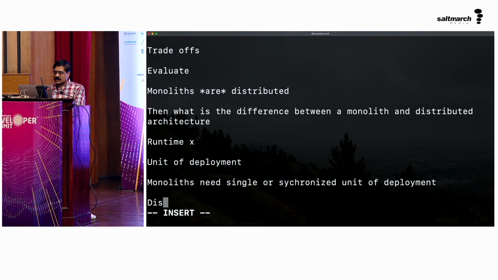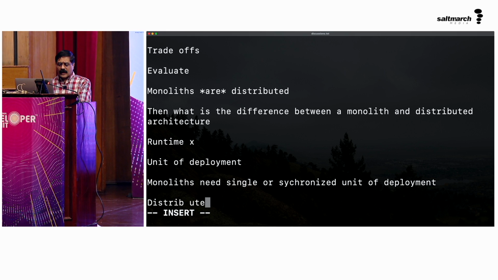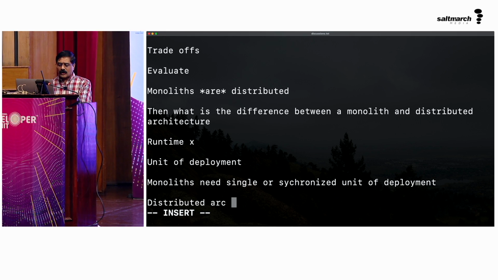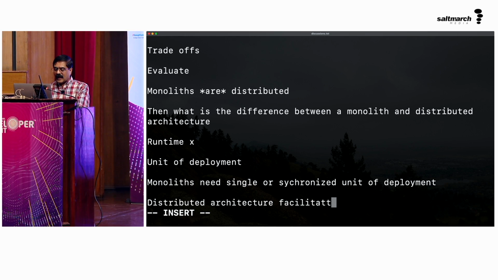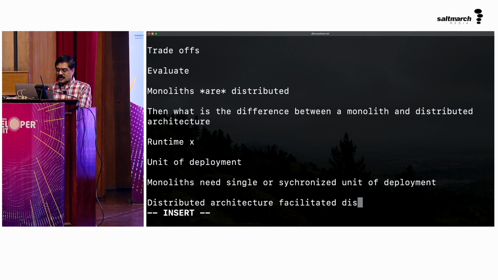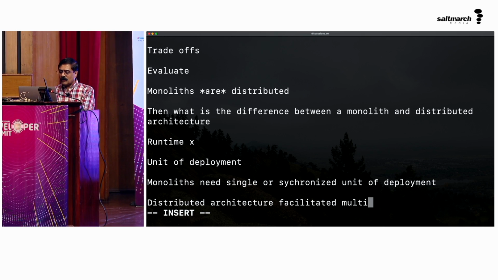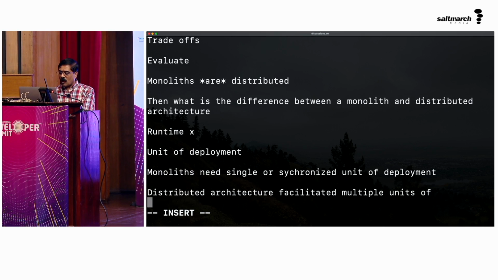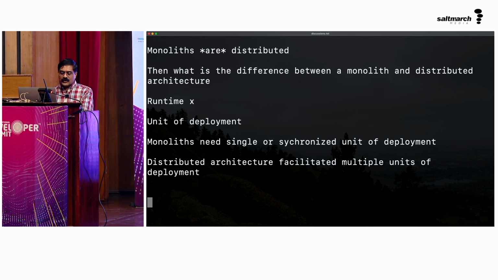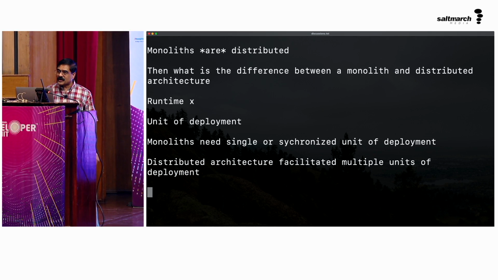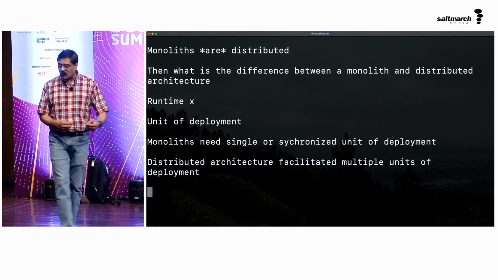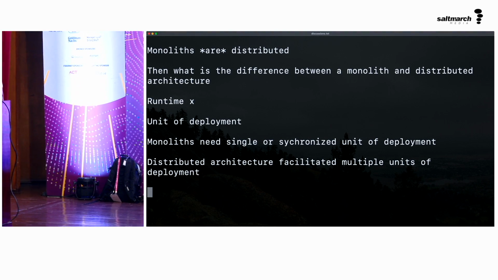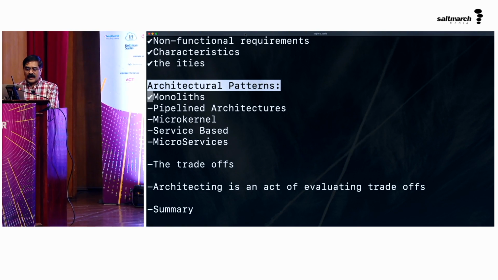On the other hand, a distributed architecture facilitates, you could say, distributed or multiple units of deployment. So this is one of the benefits you get out of being in a distributed system. It's not the execution model, it's a deployment model that we talk about. And of course, this also leads to different characteristics.